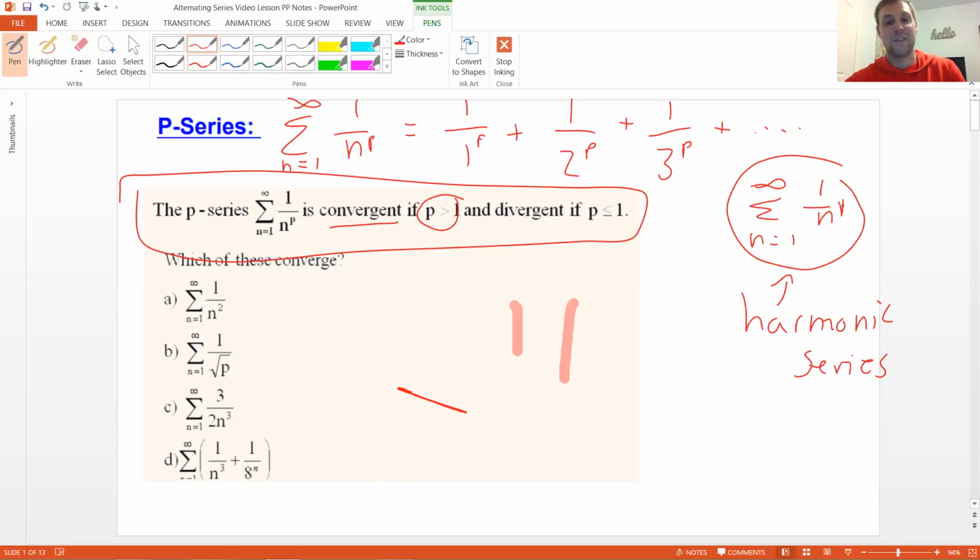Anyway, the textbook said that anything with a p-value greater than 1 is increasing at a fast enough rate that it is able to have a finite sum. The textbook's explanation was kind of crappy, but basically know that if it's greater than 1, it converges, and if it's less than or equal to 1, like 1 over n to the 1/2 power, then that would be divergent.